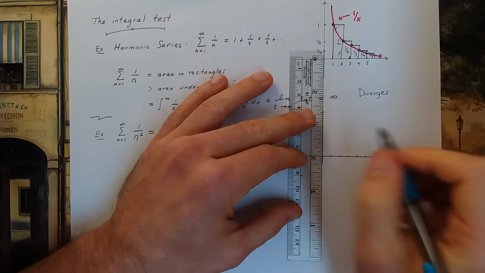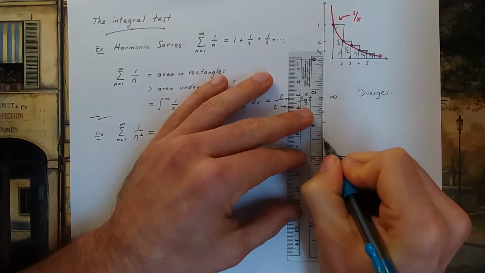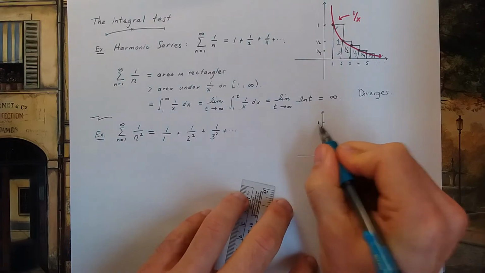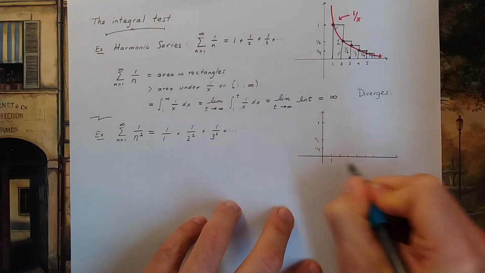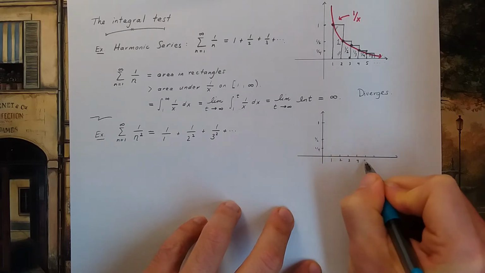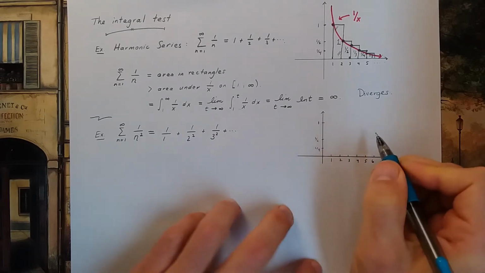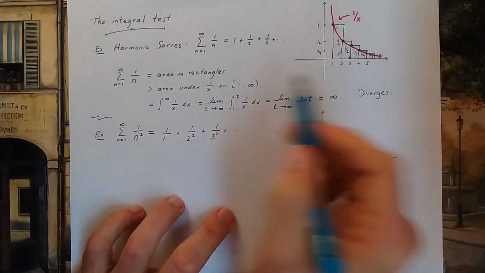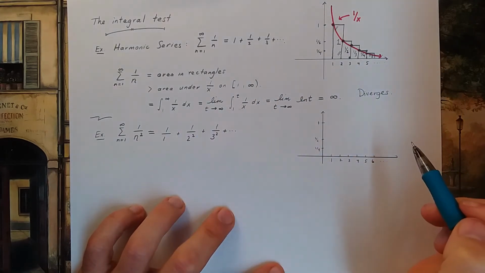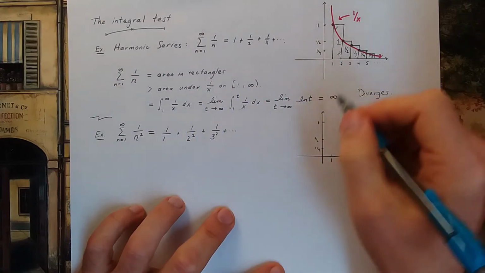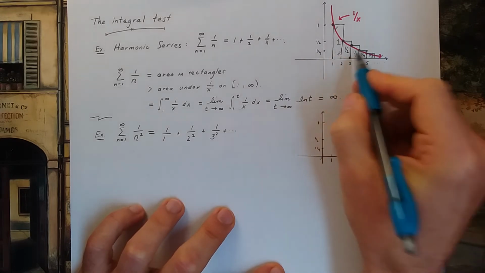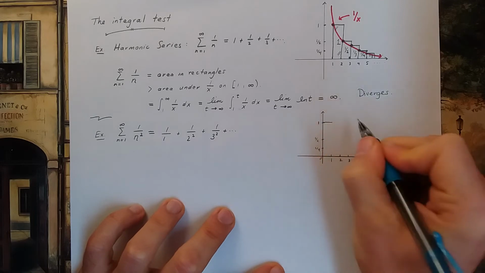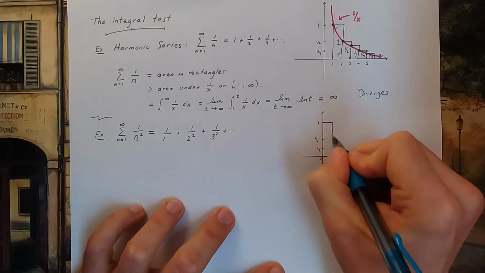This time, so there's 1, 1/2, 1/4, there's 1, 2, 3, 4, 5, 6, and so on. This time, I'm going to shift my boxes over just a tad. I'm going to draw my first box in between 0 and 1 instead of 1 and 2. So I'm going to draw my first box this way.